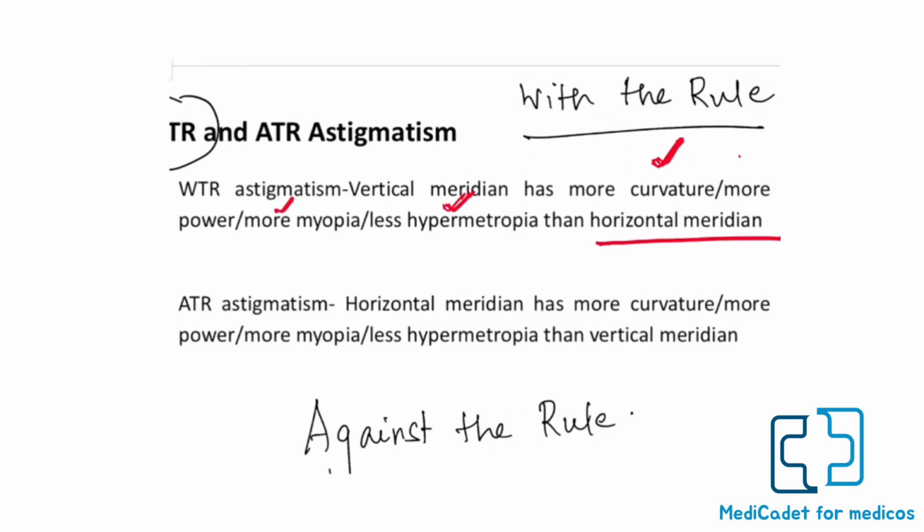Obviously, ATR is the opposite. So learn up one definition, the other is the opposite. Otherwise, we will get confused in the exam. So what is WTR or with the rule? It means that the vertical axis is more curved, it is more myopic, or it is less hypermetropic than the horizontal. And ATR is the exact opposite of this.